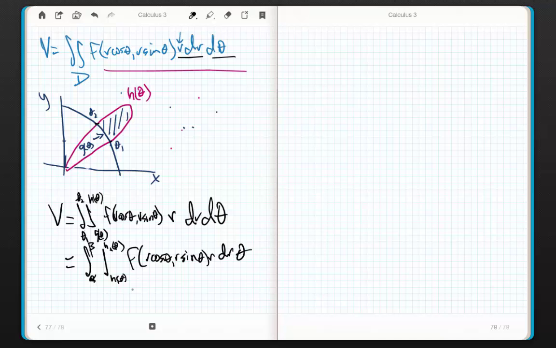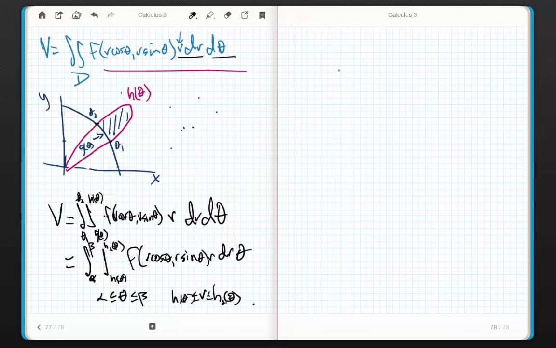And then they're saying that theta is going to live between alpha and beta, and then r lives between h1 of theta and h2 of theta. I guess it's not a bad way to write it. The reason I get to cheat is because I gave you this little diagram here. So we're exactly in the same spot we were before.